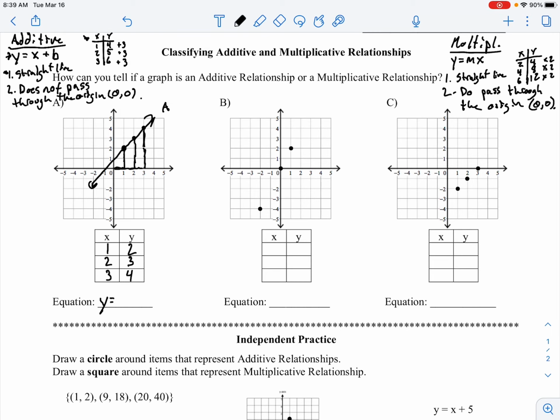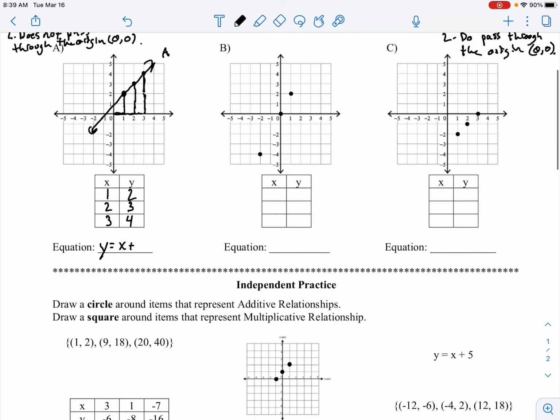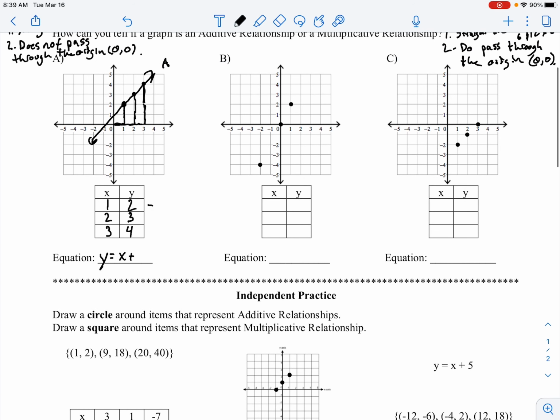So now we have to make an equation. We know it's going to be y equals x plus something. Well, let's figure out what that is. So how did I get from 1 to 2? Well, I added 1. From 2 to 3, I added 1. And from 3 to 4, I also added 1. So that is going to be our b value for this thing. So our equation is y equals x plus 1, since our b was 1.